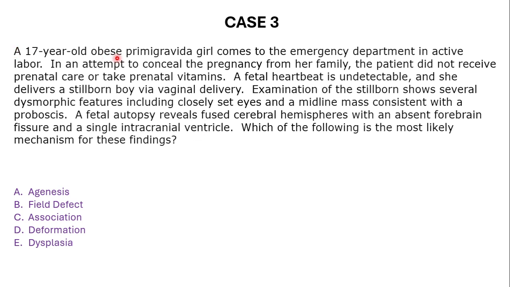So a 17-year-old obese primary gravida comes to the ER, active labor, concealing pregnancy. That's not a good thing to do. Patient did not receive prenatal care or take prenatal vitamins. Not a good thing to do. Fetal heartbeat is undetectable. Yeah, no surprise. And she delivers a stillborn baby. Good for you, lady.